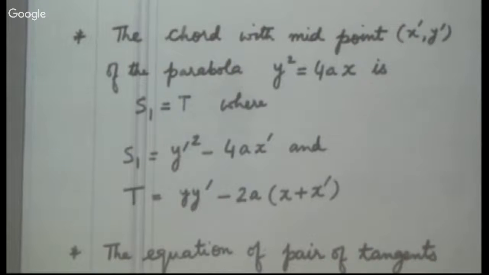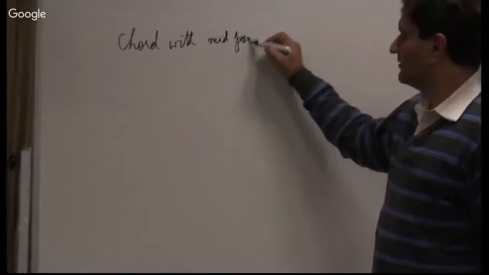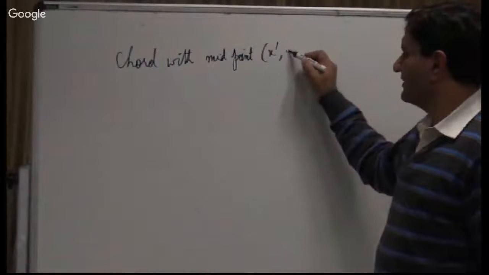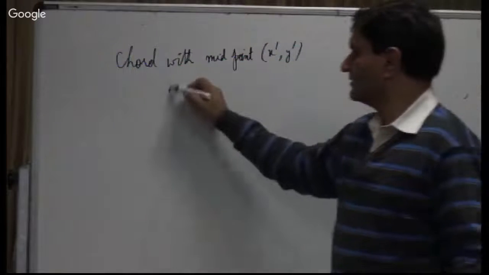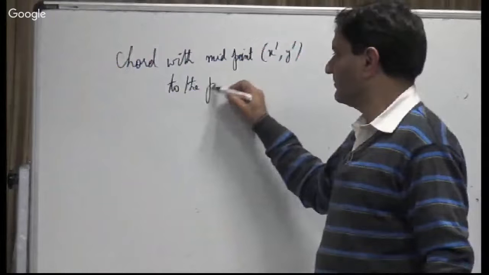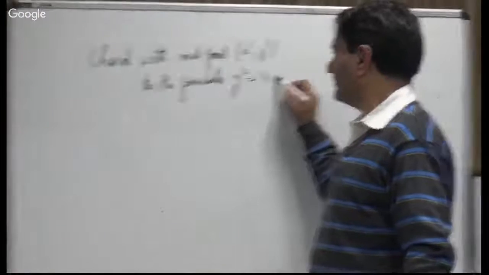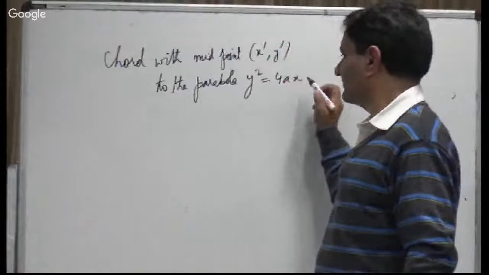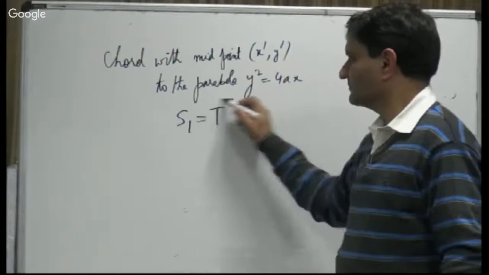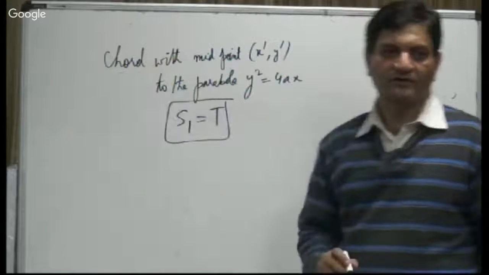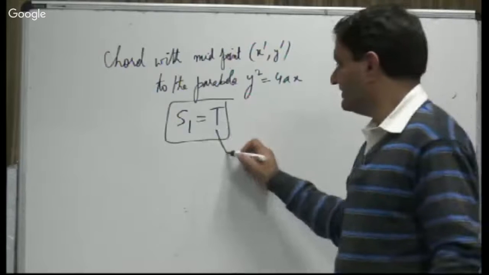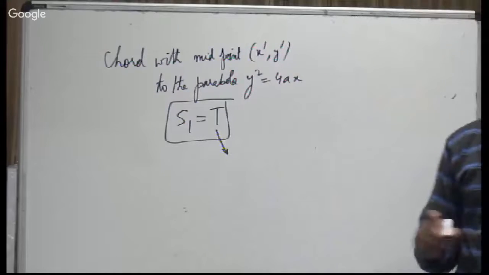Chord with midpoint x dash y dash to the parabola y square equal to 4ax, the general result is S1 equal to T. This will give you the equation of the chord. Now, what is T? T is that same condition of tangency.